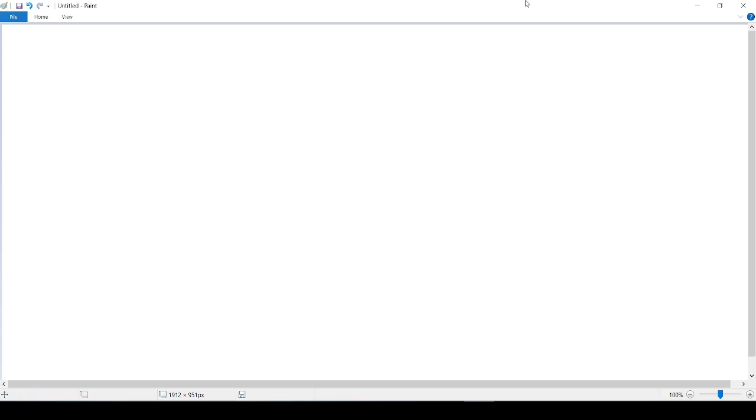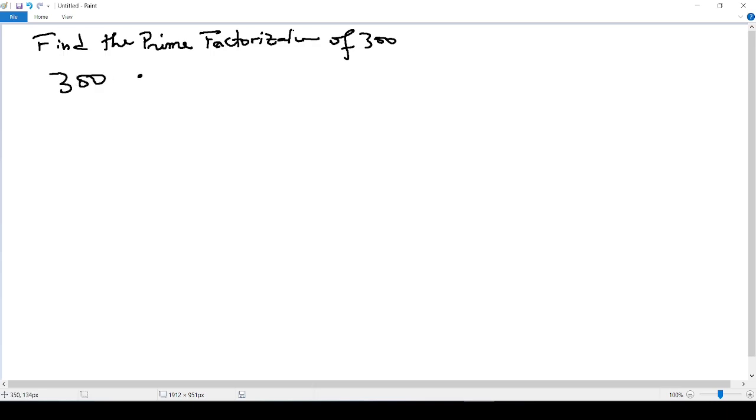Let's do another example. And here, find the same thing, the prime factorization of 300. Let's start. We write our 300. We divide by the smallest prime number if possible, which is 2. Can we? Yes. The result is 150. Is 150 a prime number? No. So we come back, we write 150.